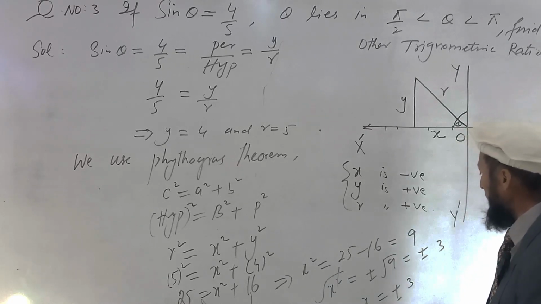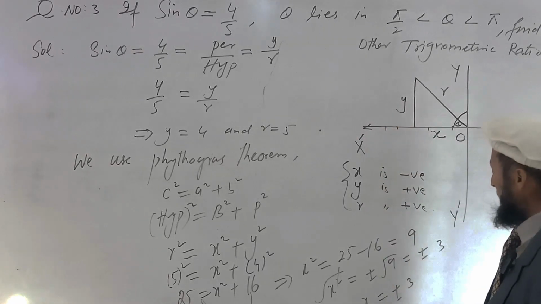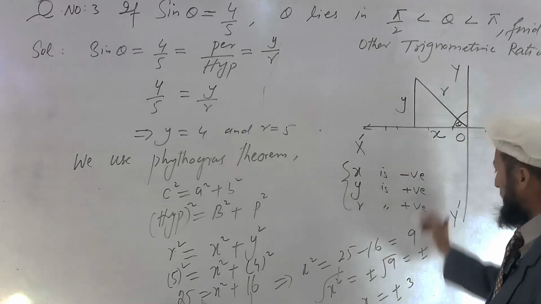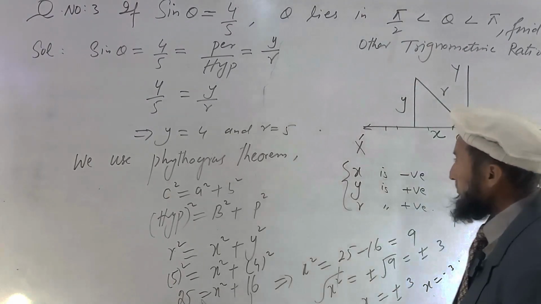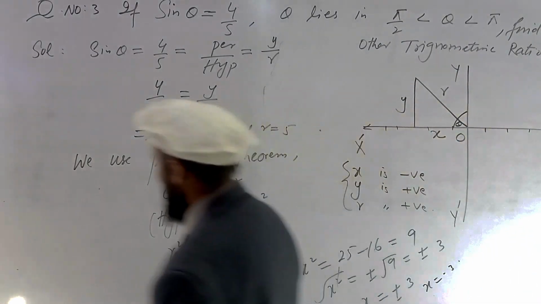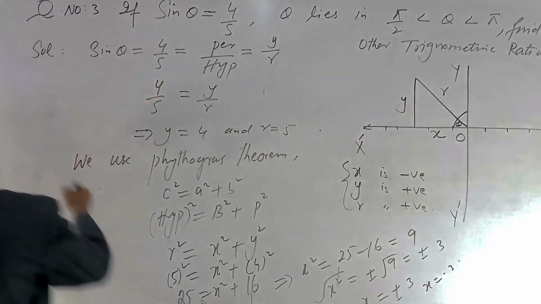So x we take negative, because here x is in the negative direction, and the negative sign of x we will take. Here x is equal to minus 3. Now cos theta, we are finding the other trigonometric ratio. Cos theta.